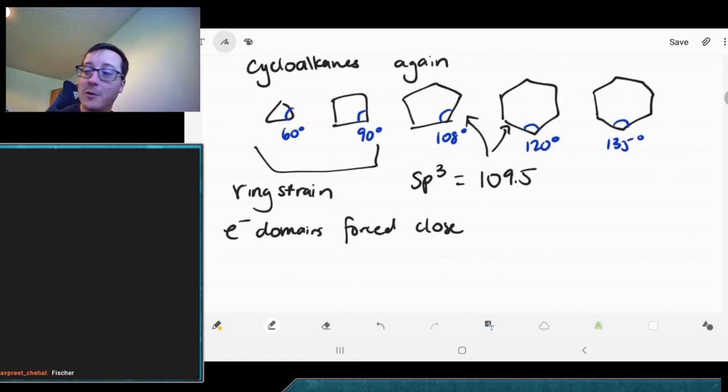So these undergo a lot of ring strain. And so we see that 3 and 4 membered rings are really not that stable. They're going to be more reactive because these rings are ready to pop open because of these terrible angles. So these happen to have quite a bit of energy.